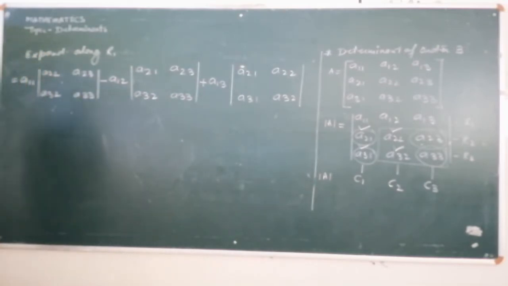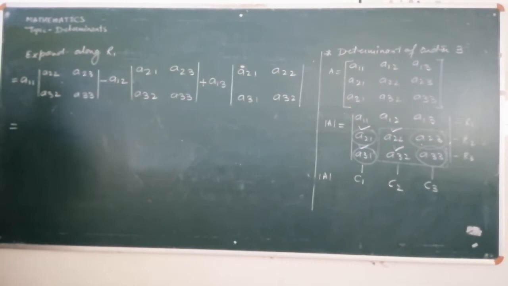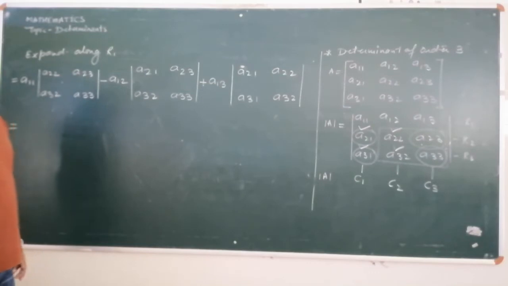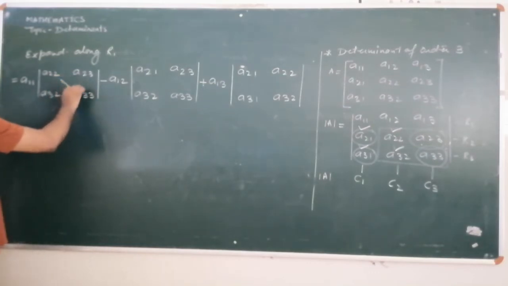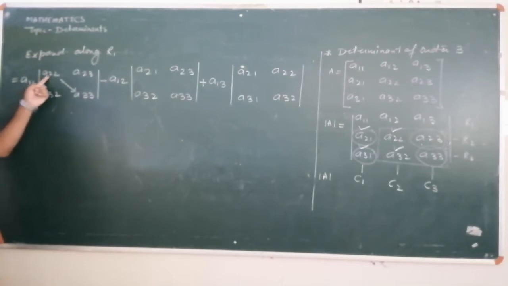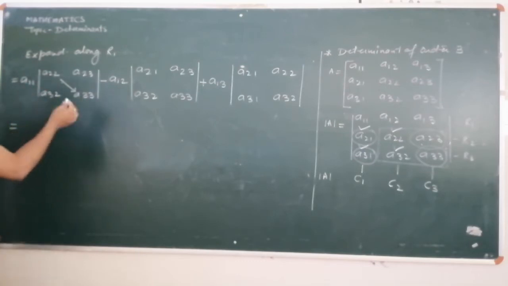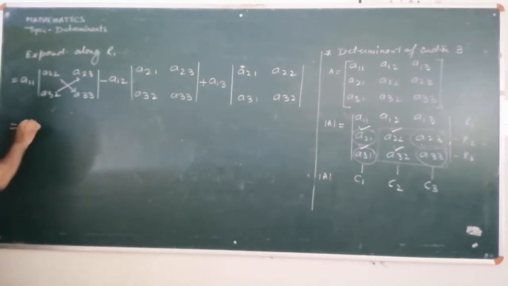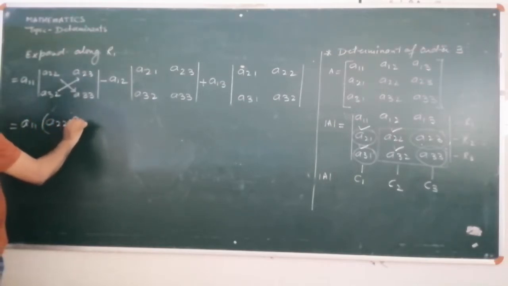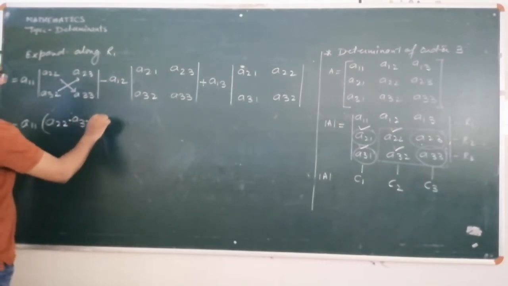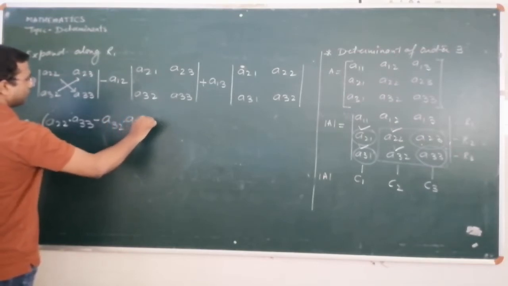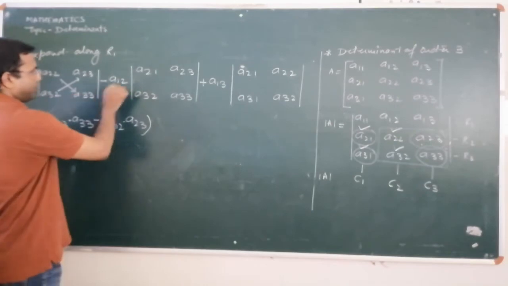And if you calculate this further, how can you calculate? Let us see. This is a determinant of order 2. I had already explained how you will expand the determinant of order 2. The procedure is: you multiply A22 into A33, then minus sign A32 into A23. So I am writing here A11 (A22 into A33 minus A32 into A23). Then here it will come.